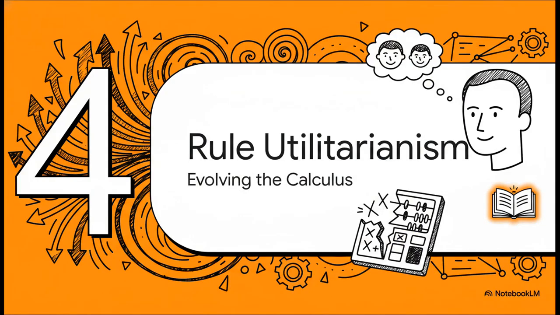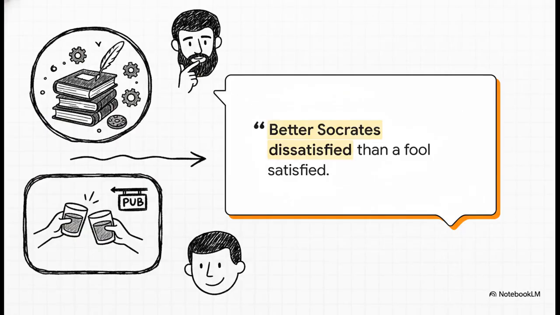Which brings us to Section 4, Mill's Rule Utilitarianism. This is where the calculus evolves. So John Stuart Mill steps onto the scene to try and fix some of the really glaring, almost animalistic flaws in Bentham's cold calculations. Mill realized that pure ACT utilitarianism lacked something profoundly human.